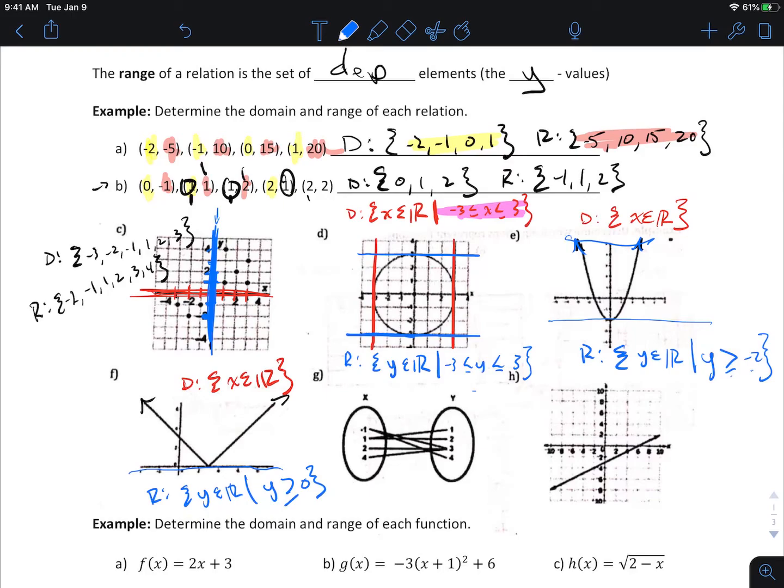If that graph was opening down, then it would be y is a part of the real numbers such that y is less than or equal to 0, because it's open the other way. So all the y values are going to be less than 0. So you just flip this little alligator sign around if it was upside down.